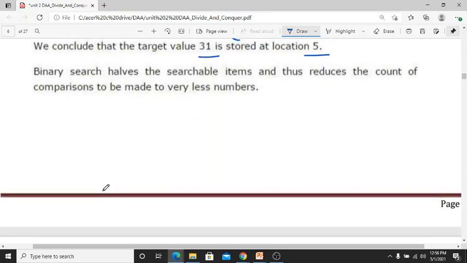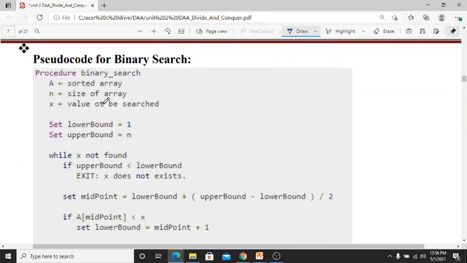Now we'll see the algorithm. Pseudocode for binary search. What is pseudocode? Pseudocode best describes the algorithm, and we can write it near to a programming language. It does not come under the design part or the implementation part. It comes in the middle of design and implementation.